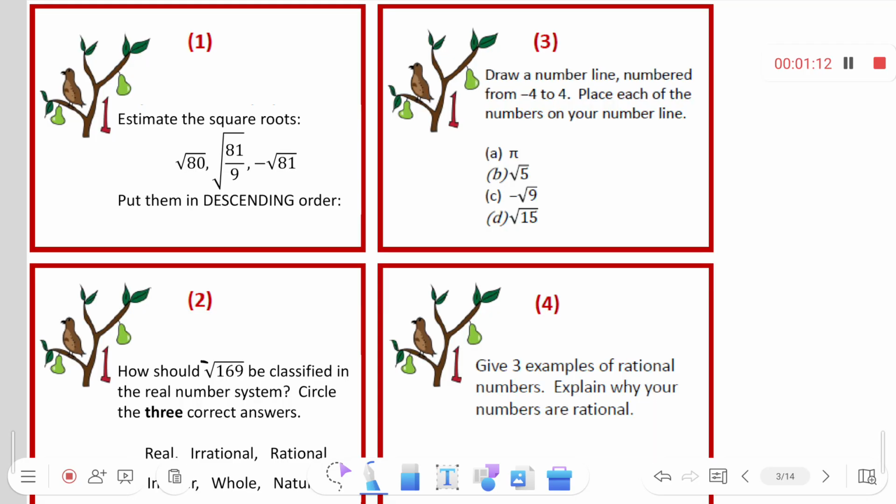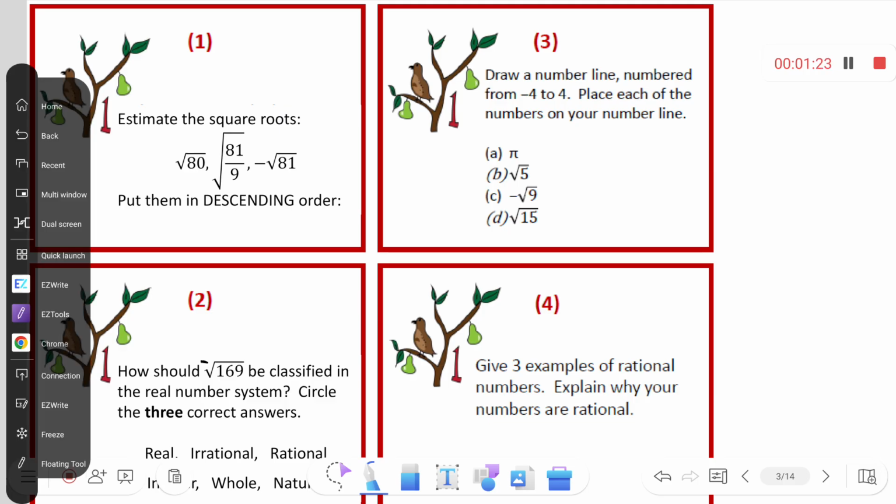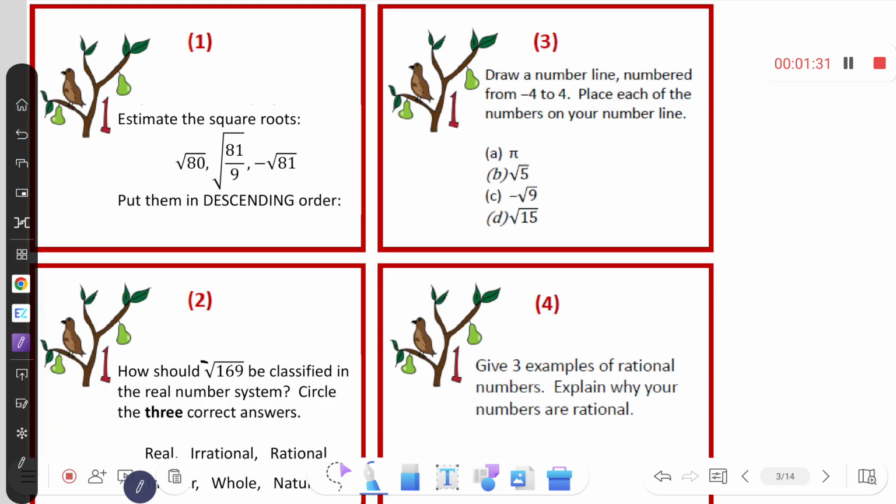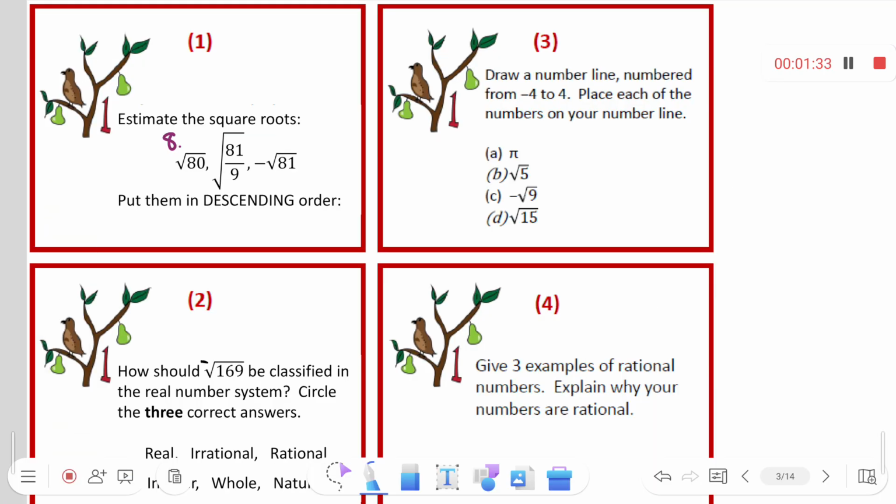Number 1, or I guess partridge in a pear tree, numbers 1, 2, 3, and 4. So for number 1, we wanted to estimate the square roots and then put them in descending order. To estimate the square roots, we need our calculator. So we're going to Desmos and we're typing in, the first one was the square root of 80. The square root of 80 is about 8.9 if I round to the tenths. If I'm rounding to the hundredths, it'd be 8.94.